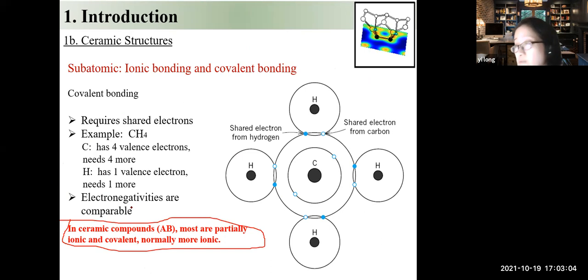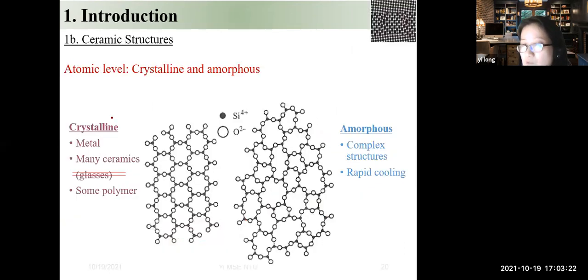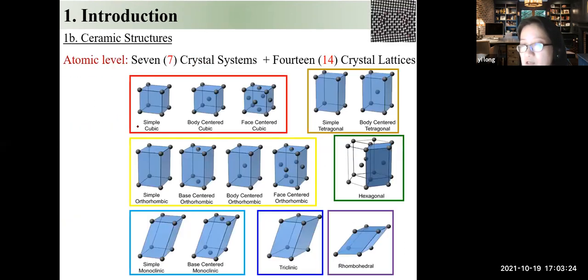Why is it important? Because later when we determine RC over RA, you realize RC over RA only applies to very ionic cases. If you have a little bit more covalent bond, then that RC over RA table cannot be used anymore. So these are the essence of this course. And what is crystalline? What is amorphous? I think you learned it a long time ago already.